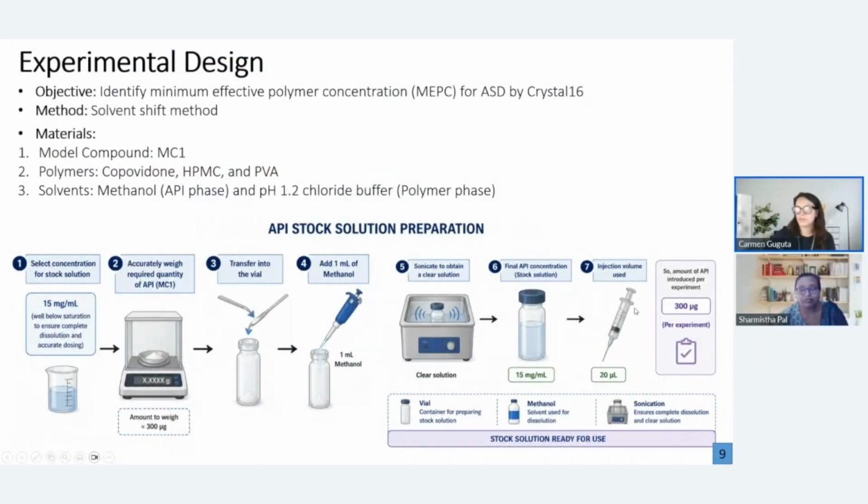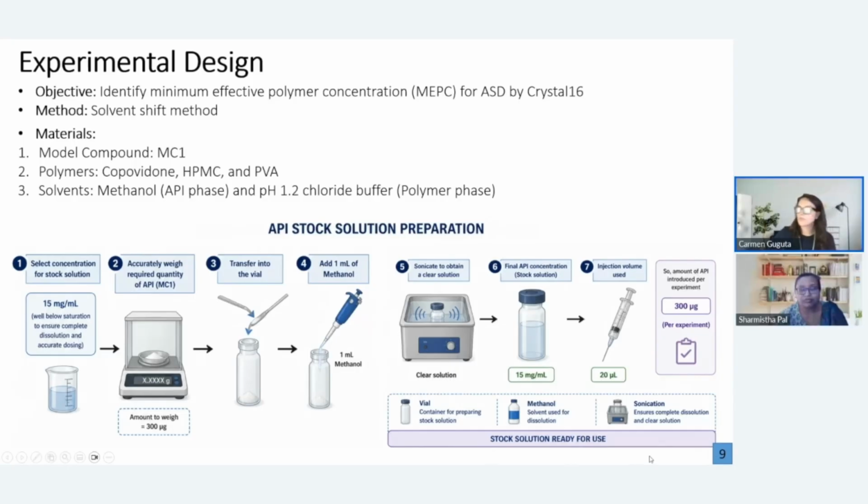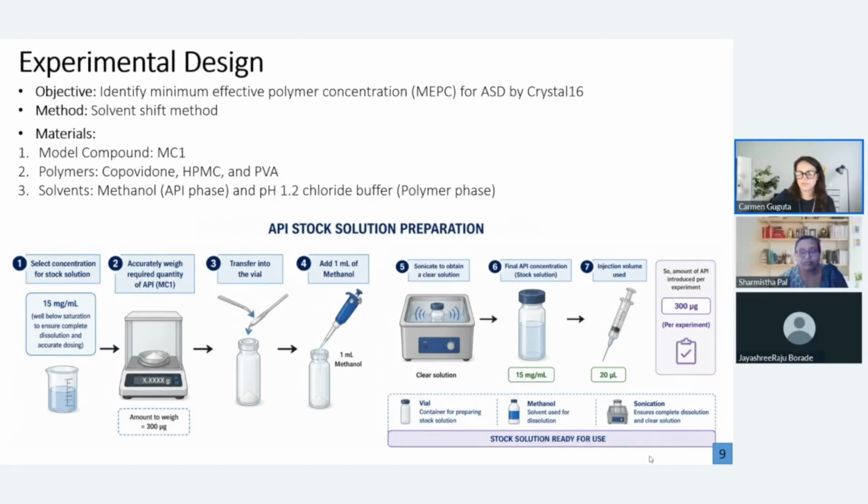Now, from this stock solution, we took an injection volume of 20 microliter for each experiment. Based on this, the amount of API introduced per experiment is 300 microgram. So overall, this method ensures a precise, reproducible, and fully dissolved API stock solution, which is essential for a reliable analysis. Please move to the next slide.